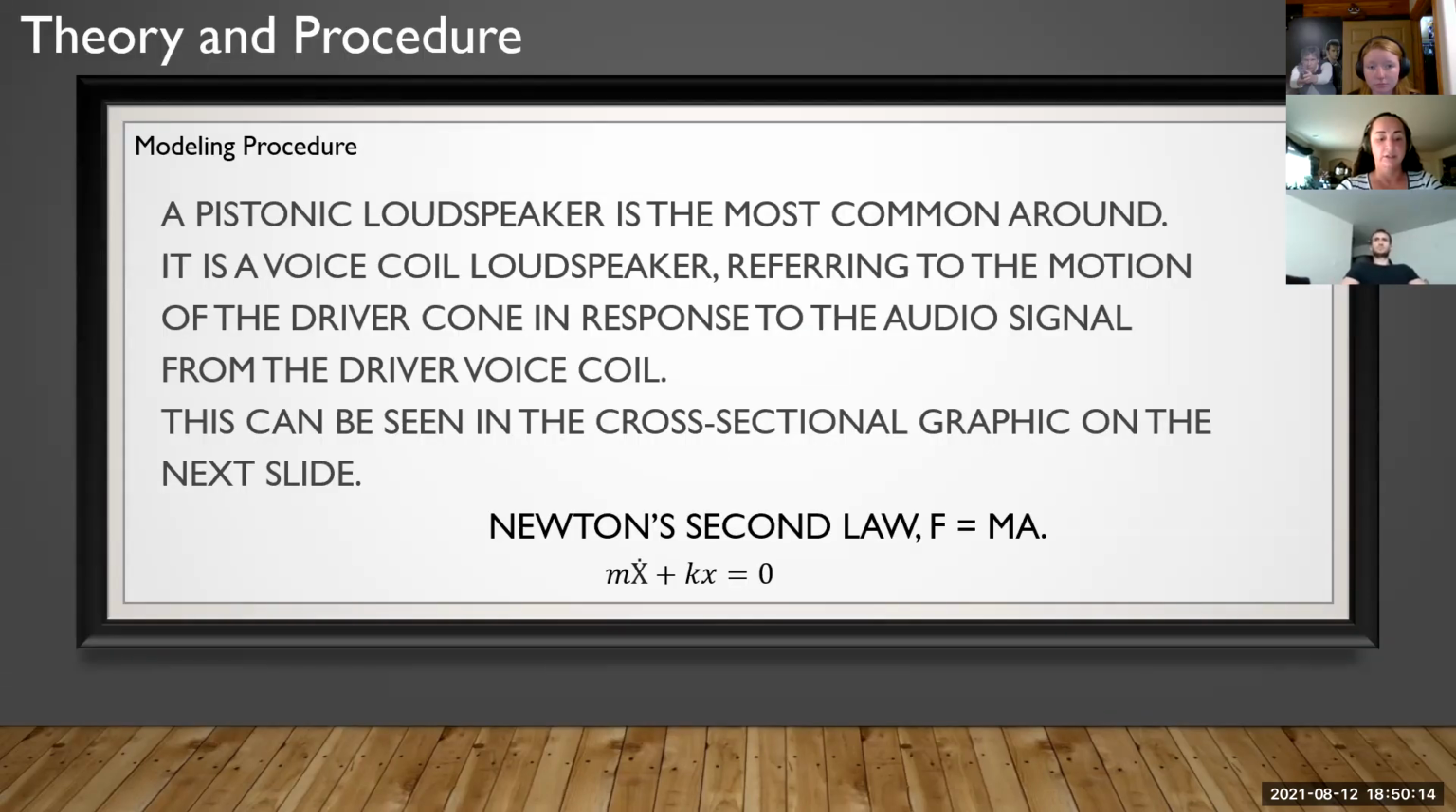Theory and procedures: the modeling procedure. The most common class of loudspeaker is a pistonic loudspeaker. It is a voice coil loudspeaker, referring to the motion of the driver cone in response to the audio signal from the driver voice coil. A cross-sectional graphic of the traditional pistonic loudspeaker was shown in the previous slide.